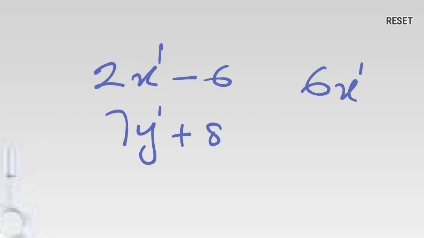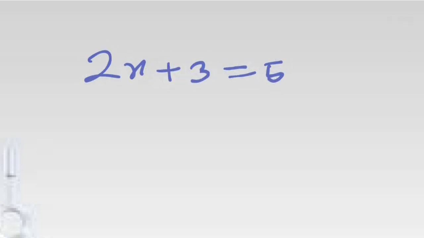Then what is meant by a linear equation? A linear equation means a first degree equation. Understood? A linear polynomial means a first degree polynomial. A linear equation means a first degree equation. For example, 2x plus 3 equal to 5. What is the degree of this equation? Its highest power is 1, so the degree of this equation is 1. So it is a linear equation. Understood?